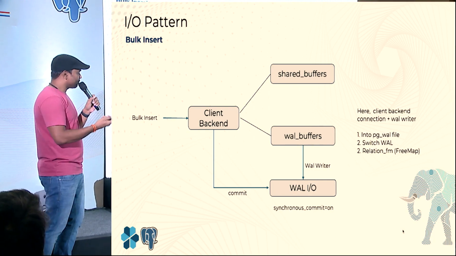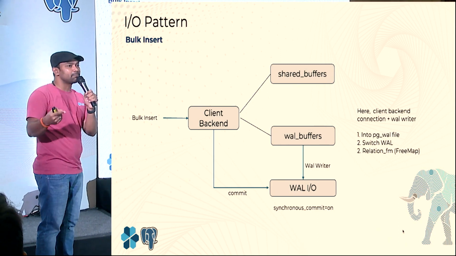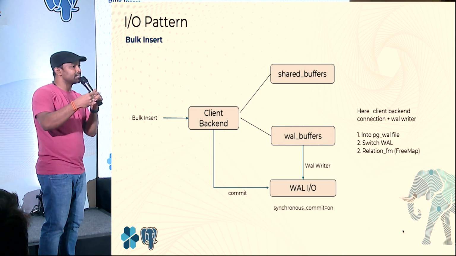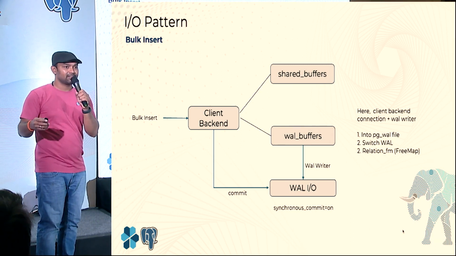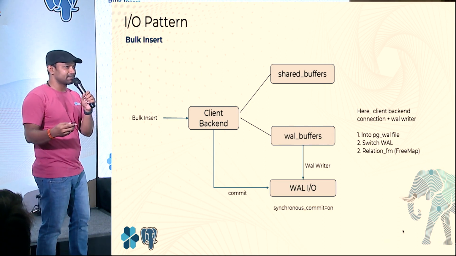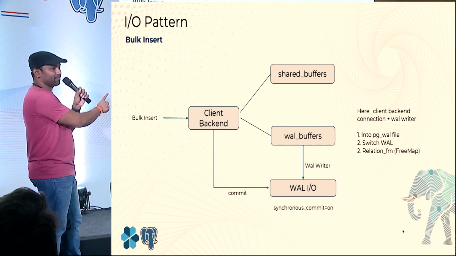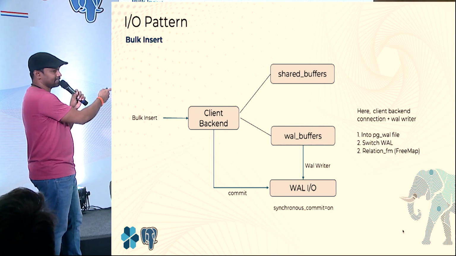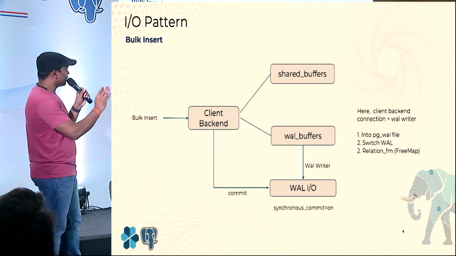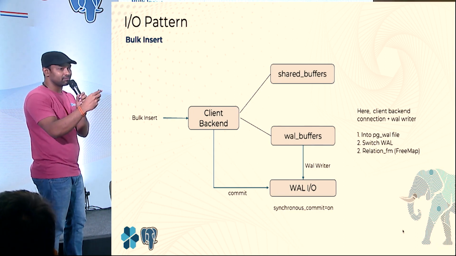And here the point is that if we go beyond the 16 MB WAL size, the WAL writer takes the responsibility of switching and creating more WAL files. It's not just pumping the data, but also taking care of managing the WAL files. So here the I/O comes from the client backend and the WAL writer in the case of a bulk insert, assuming that whatever we are inserting, we are committing it. Okay, there is one more case where we do rollback.